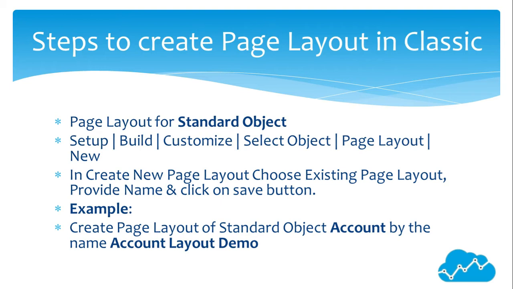Steps to create page layout in Classic, for a standard object. Setup, Build, Customize, select the object, Page Layout, New. In create new page layout, choose an existing page layout, provide a name, and click on the Save button. For example, create a page layout of the standard object Account by the name Account Layout Demo.